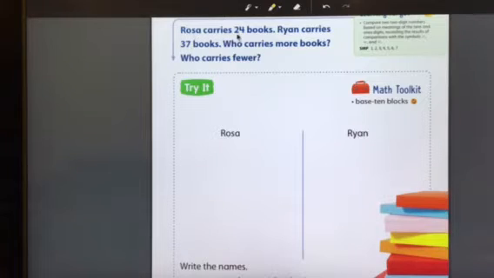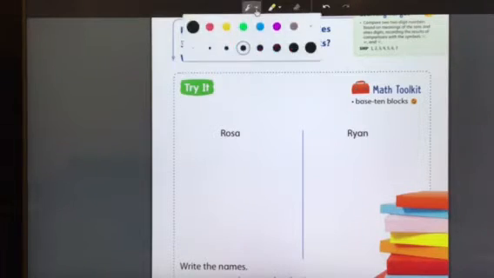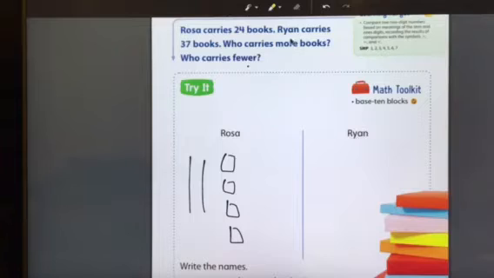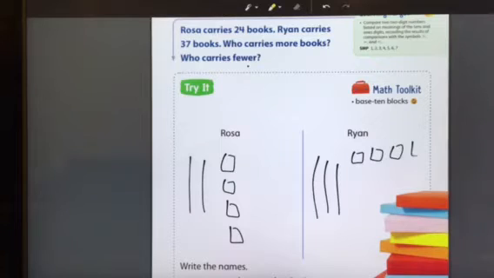So Rosa carries 24 books. To show 24, I'm going to look in the tens place of 24. There's 2 tens. So underneath Rosa, I'm going to draw 2 tens. And there's 4 ones. So I'm going to draw 4 ones. Then it says Ryan carries 37 books. So underneath Ryan over here, I'm going to draw 37. I look at the number 37. I see that there's 3 tens and 7 ones. 5, 6, 7.